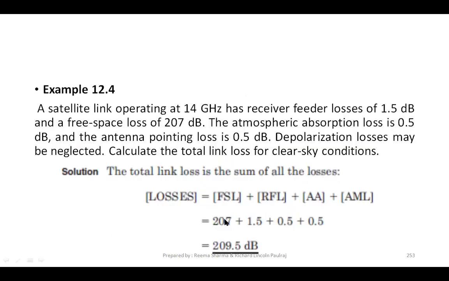So directly you can substitute those values. Your FSL, your free space loss, is 207, then your RFL is nothing but your feeder loss, which is 1.5. Then you have your atmospheric loss, which is also 0.5. Pointing loss, the misalignment loss, is also 0.5. So just add them up, very simple, right? You'll have to know which parameters to add where and which factors to nullify.